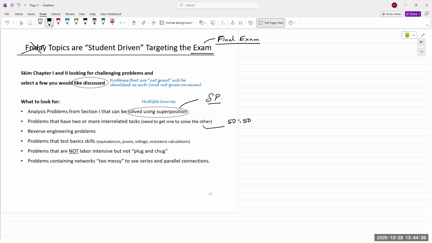Reverse engineering problems, most likely not. So let's scratch that one out for now. And problems that test basic skills, definitely 100%. 100% yes.